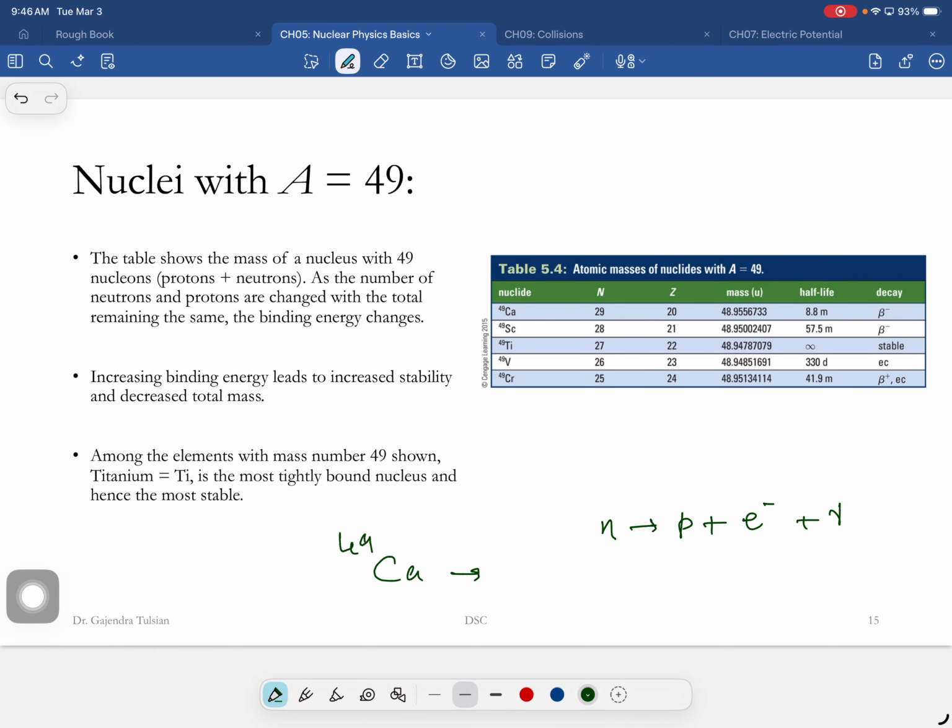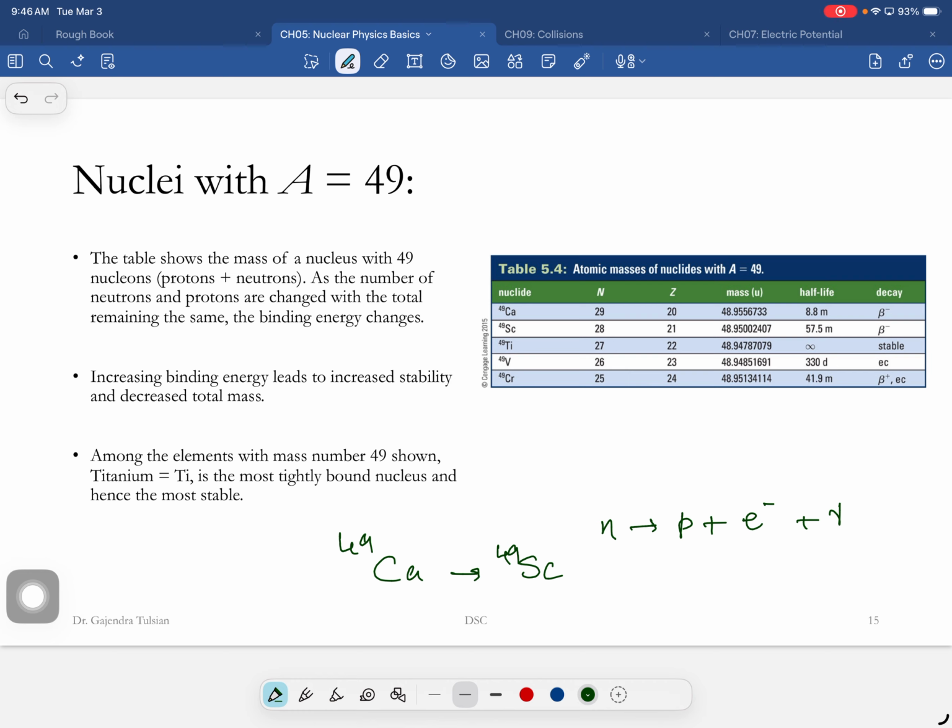And the half-life is 8.8 minutes. Let's make sure we understand half-life. Let's say you have 1,000 calcium atoms at t equal to 0. After 8.8 minutes, you have 500 calcium-49. After 17.6 minutes, how many do you have? 250. After 26.4 minutes, you have 125, and so on. Did you guys understand that?